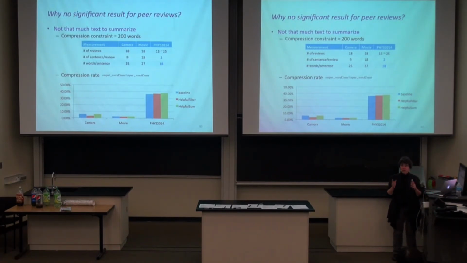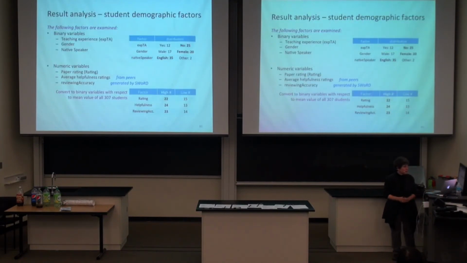So we didn't get any main results like we did in the customer review, but we were interested in looking at whether student demographic factors might interact with the utility of the summarizer. So we tried to collect information that we could from these students and see how those might interact with whether they preferred certain summarizers or not. The things we looked at were teaching experience, had they ever been a TA, what their gender was, did they speak English as their native language, and other information about the quality of their writing or reviewing based on things that were available in the peer review system.